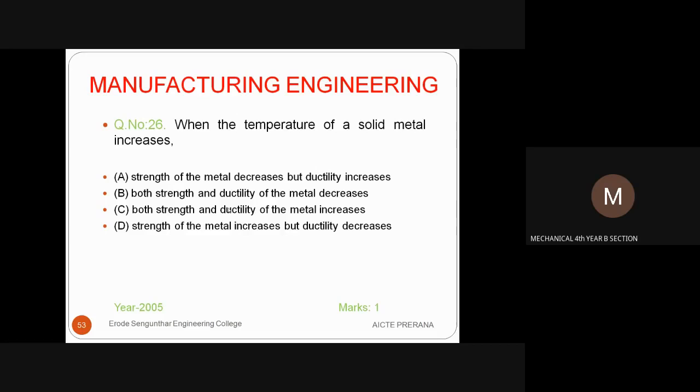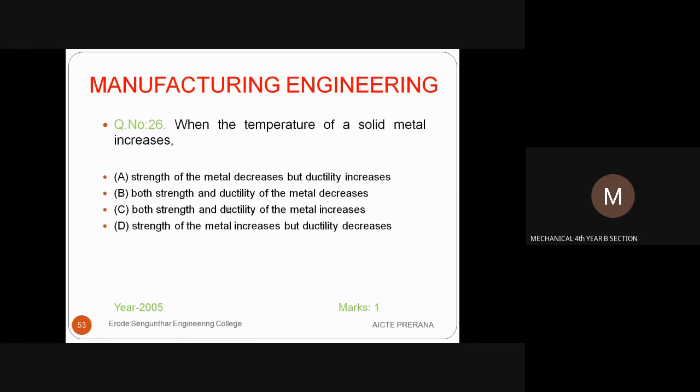Okay, so next is question number 26. When the temperature of a solid metal increases, what will happen inside the metal? That is the question. Option A, strength of the metal decreases but ductility increases. Option B, both strength and ductility of the metal decrease. Option C, both strength and ductility of the metal increase. And last, option D, strength of the metal increases but ductility decreases.